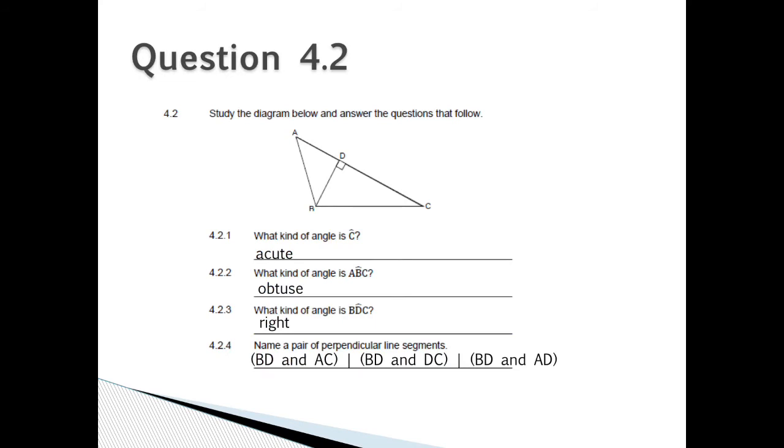4.2.1. Angle C is an acute angle. 4.2.2. Angle ABC is an obtuse angle. What kind of an angle is BDC? It is a right angle. Name the pair of perpendicular line segments. It is BD and AC, or you could have said BD and DC, or you could have said BD and AD.